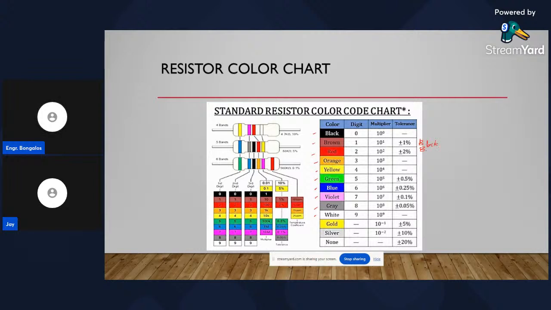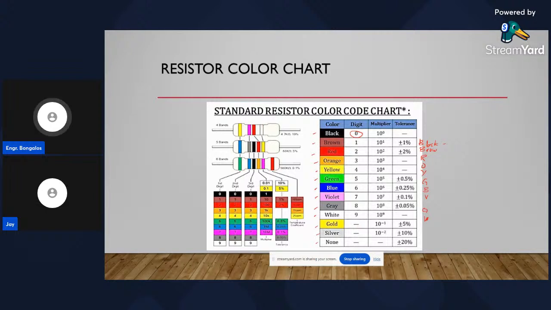Black, brown, tapos Roy G. Viv. Roy G. Viv. Tapos gray, white. Then 'di ba, dito yung black, mag-start siya from 0, then from brown hanggang white, so meron tayong 1 to 9. Then yung gold, silver natin, ta's kapag walang color, ibig sabihin wala siyang first digit.